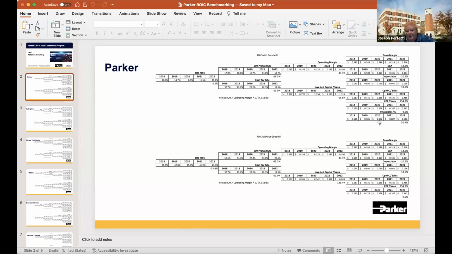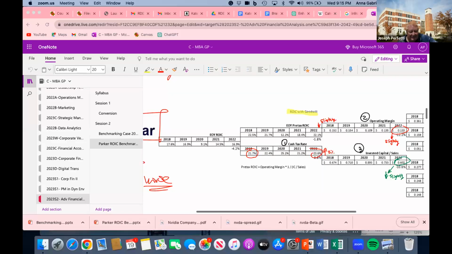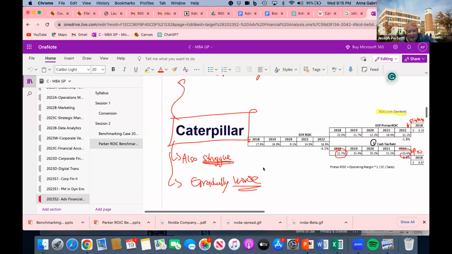Questions about Parker? All right, good job, Parker team. Final team, CAT. Tell me what's going on with CAT. All right, can you see my screen? Your menu on the left seems to be kind of overlaying. There it is. Okay, go ahead.